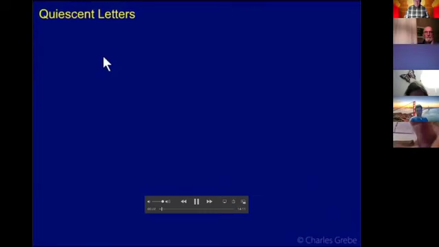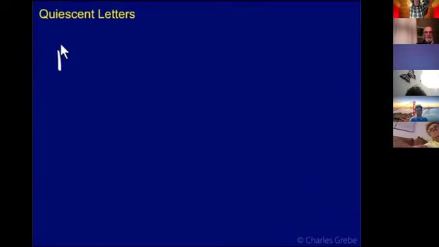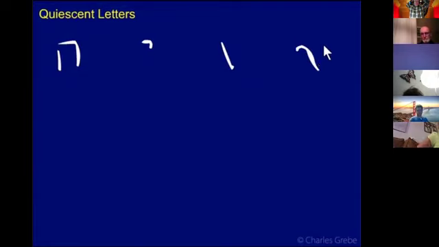Quiescent letters. What is quiescence? Quiescence effectively means to become silent. In our context here, what we're talking about are consonants that cease to function as consonants. They become silent, and they tend to blend with the previous vowel. Now there are 4 consonants in Hebrew that can do this: He, Yud, Vav, and Aleph.